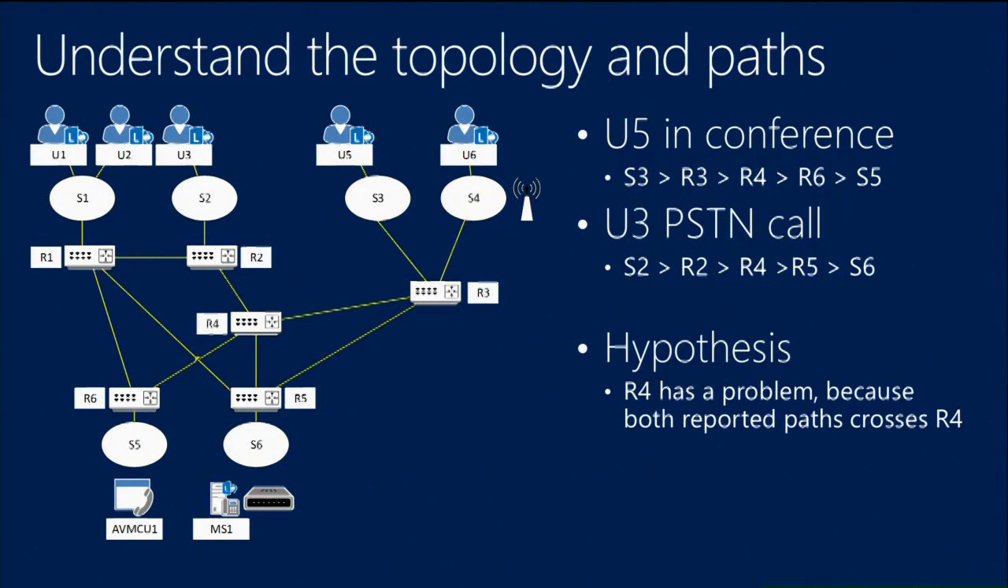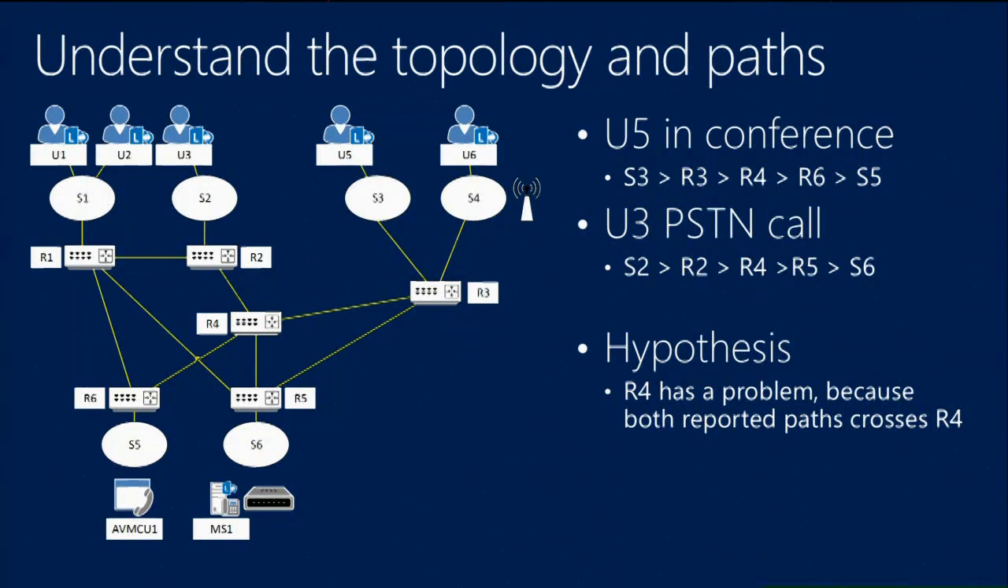And the user who called his wife on PSTN, he was user 3. That went through subnet 2, router 4, router 5, and then into the mediation server, which is down here. So if you do it like that, you end up with the hypothesis in this case that both these media paths are crossing router 4. So maybe there is something wrong with router 4.